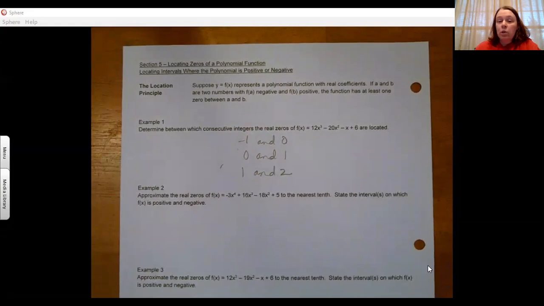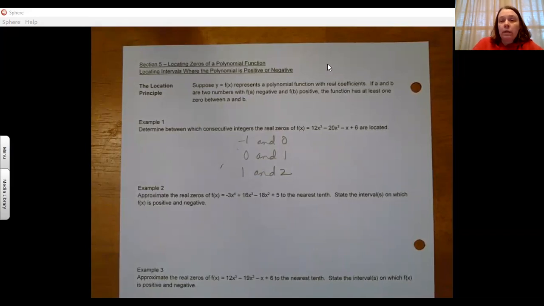All right, example 2 asks us to approximate the real zeros. So again, I would put that in my calculator. In the Inspire, I would have it calculate the zeros, or if I'm in Desmos, I would graph it, click, and then also find the intervals on which the f of x is positive and negative.